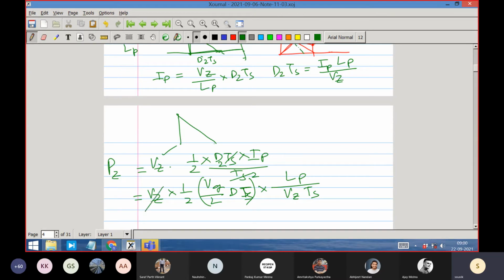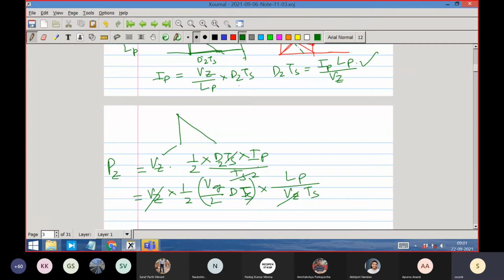This Vz cancels. So I guess I am right, because D2 is how much? D2 TS is Lp, Vz by Lp into D2 TS will be IP from that side. So D2 TS is nothing but IP Lp by Vz.